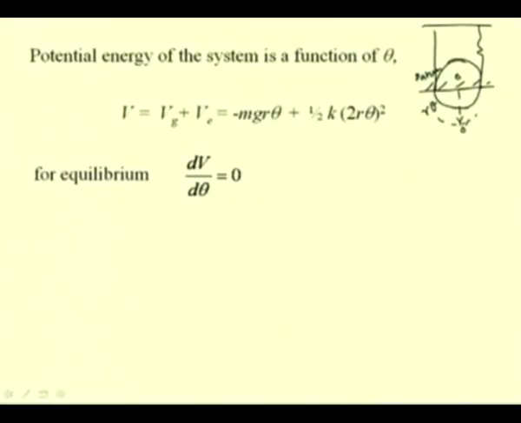So, we will first differentiate this equation with respect to theta and then equate it to 0. So, the differentiation of this is mg r d theta, and the differentiation of this is k times 2r theta times 2r, divided by d theta. So, that term gets cancelled and we equate this to 0. From this we get the equilibrium position theta e as mg divided by 4kr.